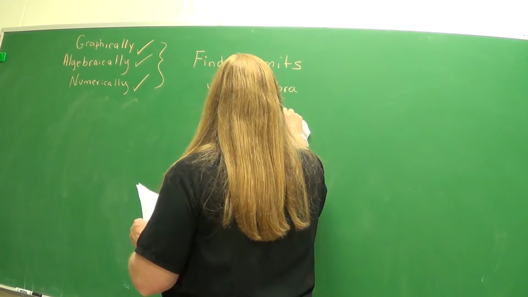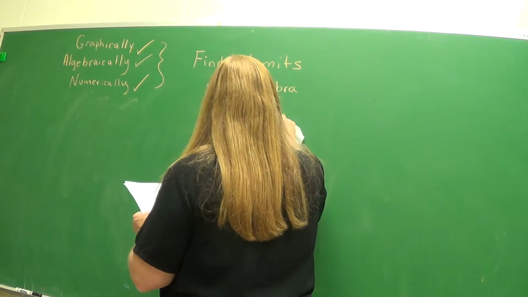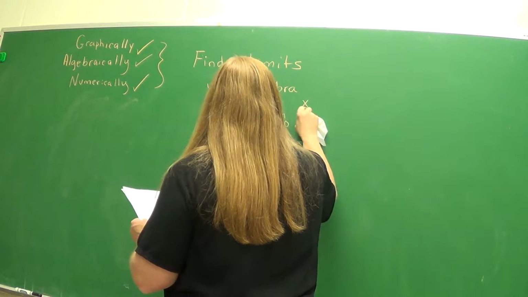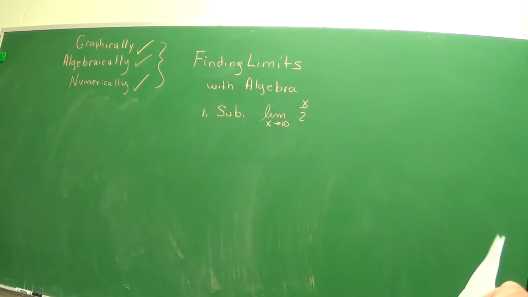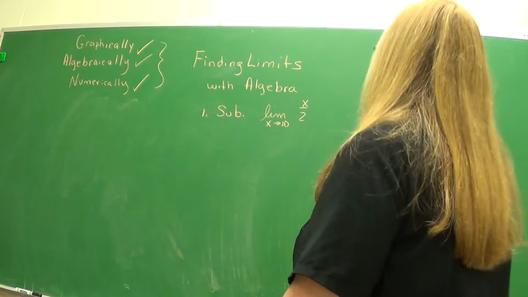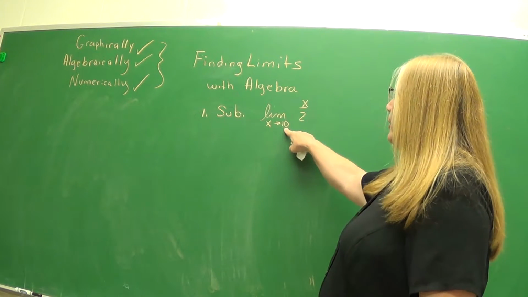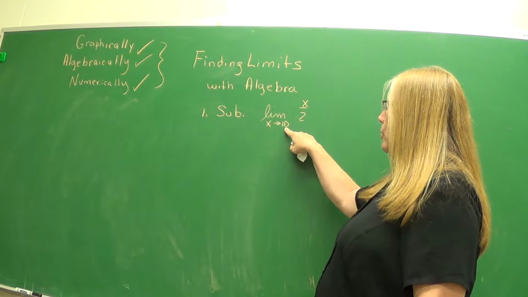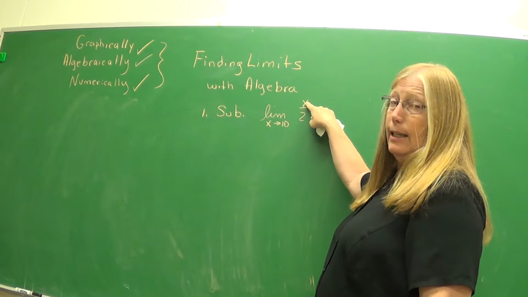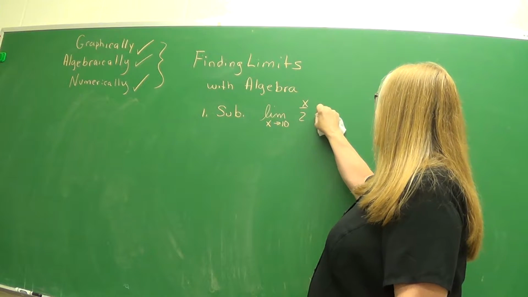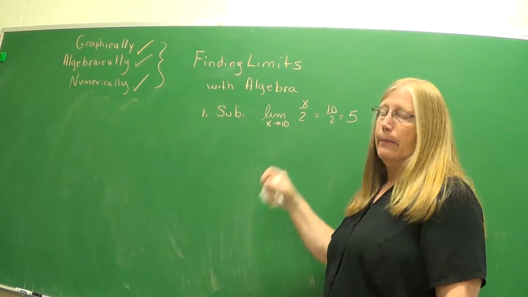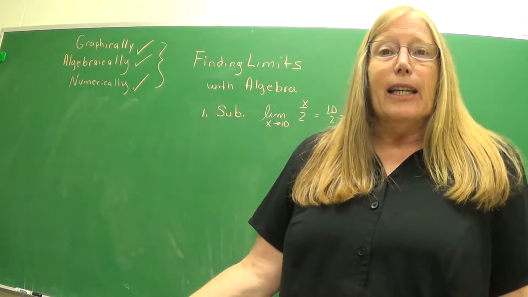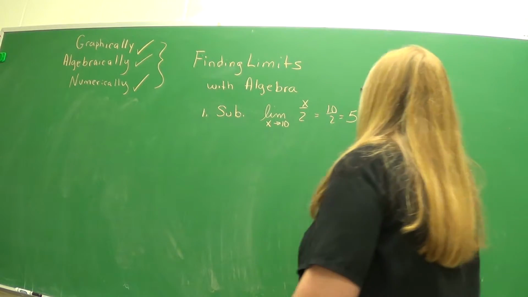Say we have the limit. Again, we're not looking at the graph or a chart. We are just looking at the algebra. What is the limit of this function, x over 2, as x approaches 10? Substitution means you simply take the value that the limit is going toward and plug it in algebraically here. So we get 10 over 2. And if that creates everything that's mathematically sound, then 5 is the answer. So that is the limit.